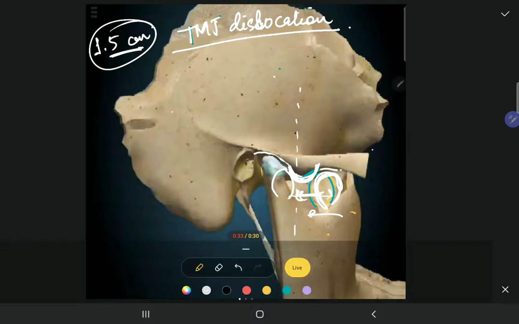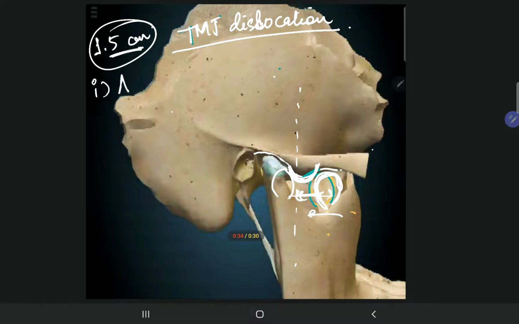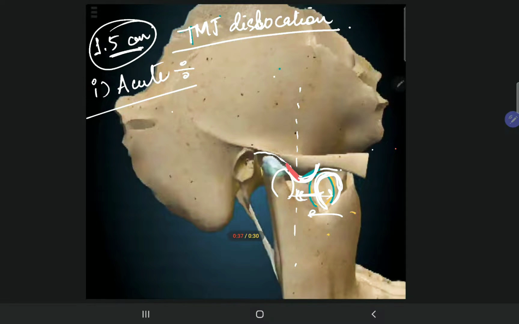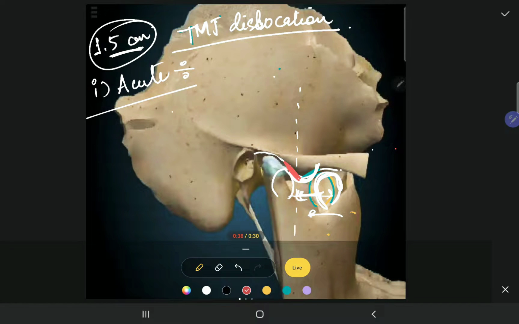It can be unilateral, one side, or bilateral, where both the joints are involved, and it can be divided into acute. Acute is when it occurs for the first time, when the condyle gets locked against the anterior slope of the articular eminence. Normally there is a posterior slope which is involved with the normal translatory movement, but what happens when it gets stuck or locked at the anterior slope and cannot go back? We call it the TMJ dislocation. So, when it occurs the first time, we call it the acute.